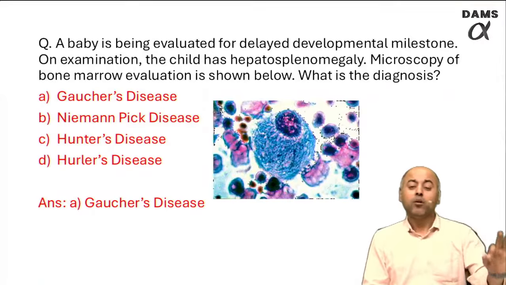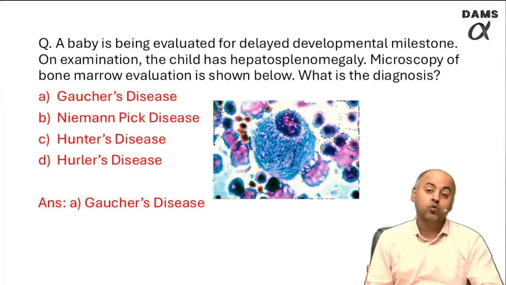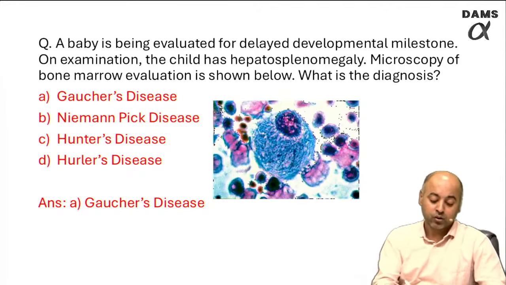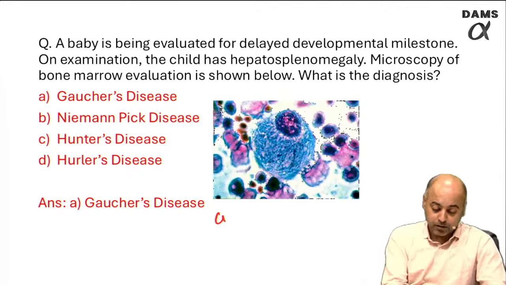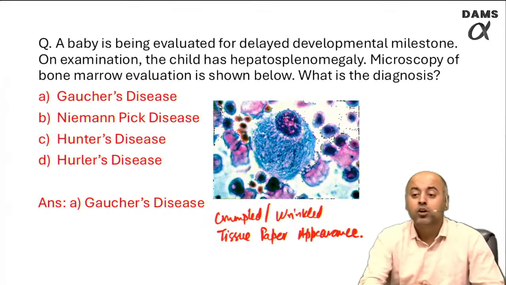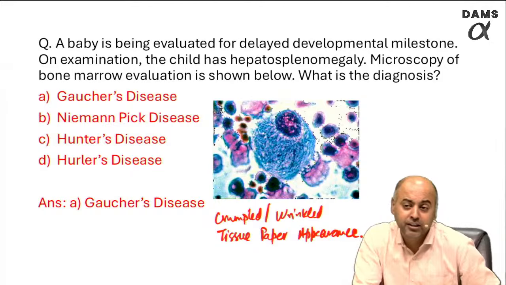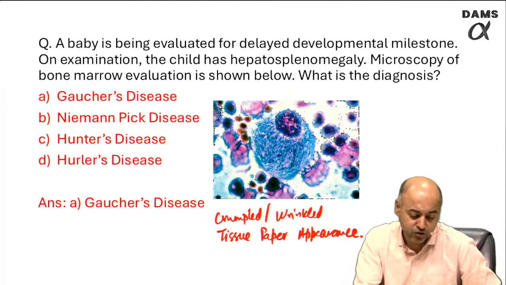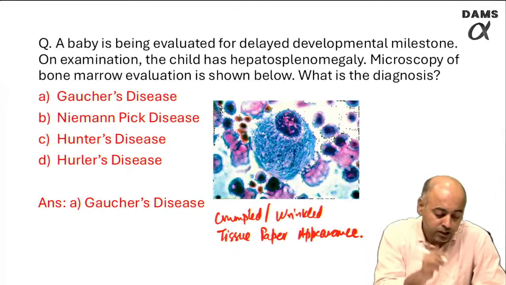Another very commonly repeated question is Gaucher's disease. I am sure all of you know the crumpled, or sometimes written as wrinkled, tissue paper appearance. Sometimes the text may be given or the image can be provided. So keep in mind the crumpled or wrinkled tissue paper appearance, and immediately you should think about Gaucher's disease.